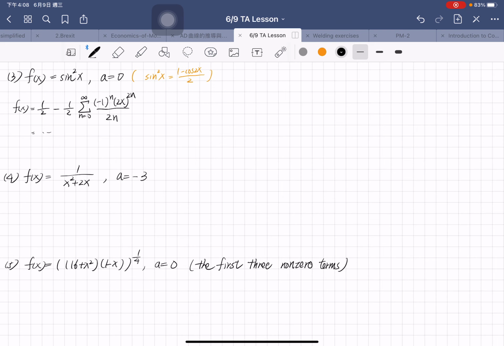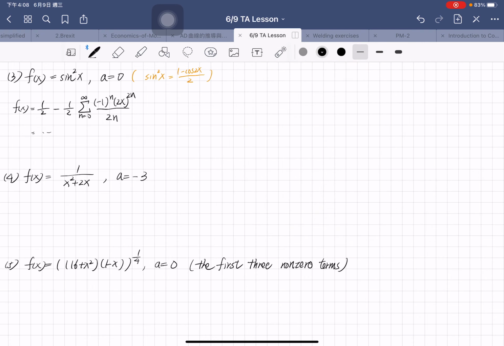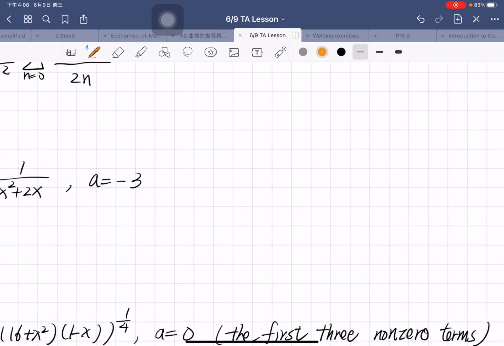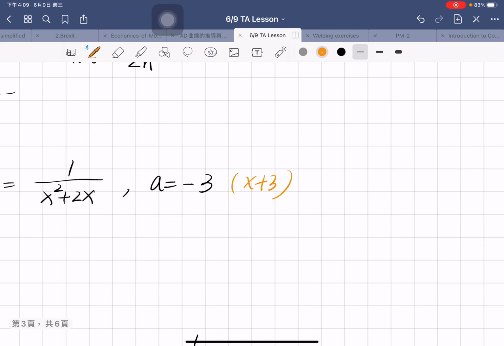Okay, so the third one will be some computation about trigonometry. You're just using your sine and cosine to find out how to expand another trigonometric function. Okay, so the next one, f of x will be 1 over x squared plus 2x. And we now want our expansion at -3. So we want to make x plus 3. Okay, so how do we do that?